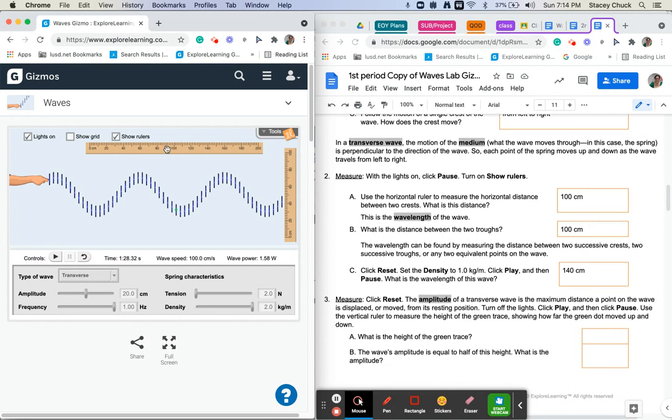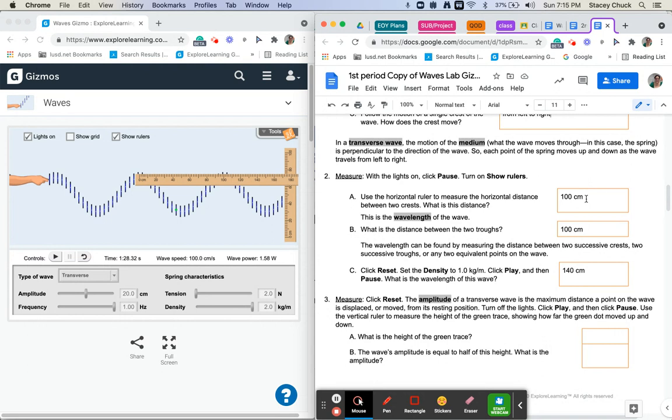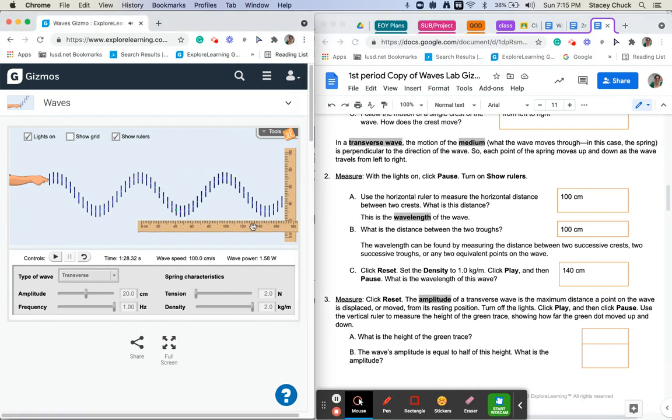And what is this distance? We take the ruler, and it's kind of hard to get exactly the top, but we're just going to do our best to say right where the center is there. I'm getting 100 centimeters. So I'm going to put that information here in this box, 100 centimeters. This is the wavelength of a wave. A wavelength is a distance between two parts of a wave that are the same two parts.